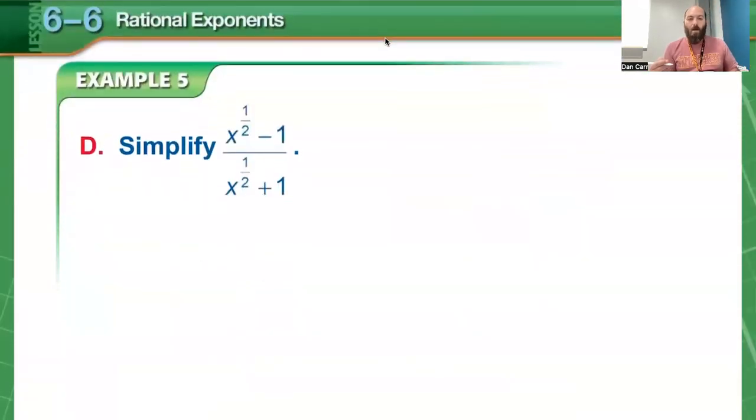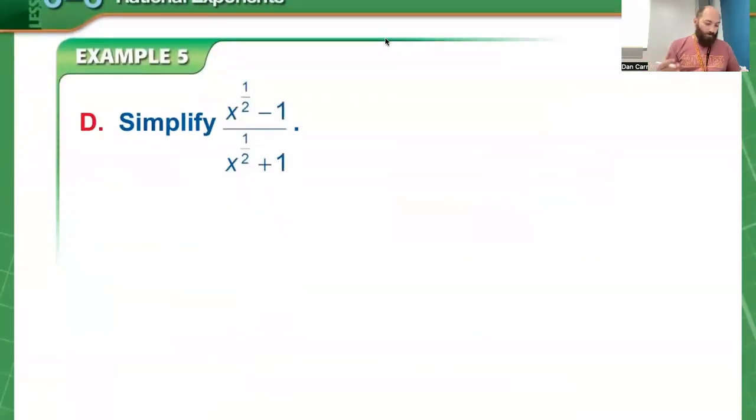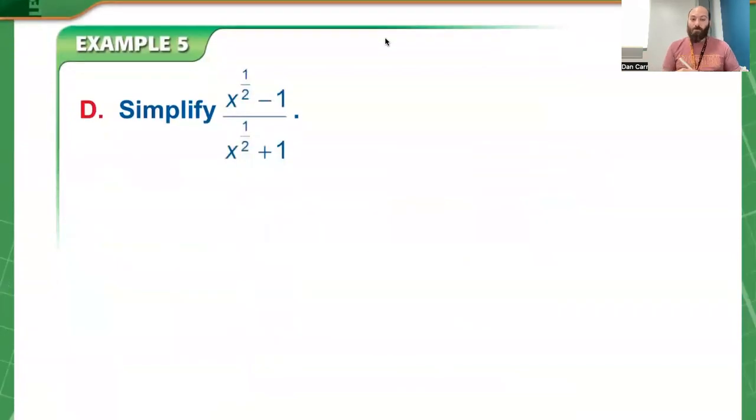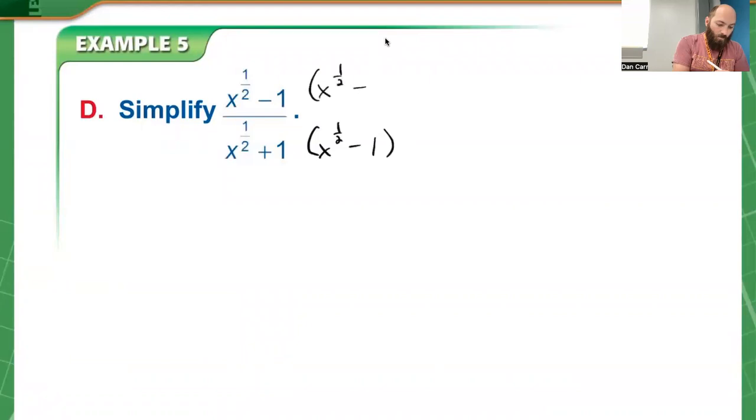All right. So this one will be a bit of a challenge. We want to simplify this one, and the goal is to get our rational exponent out of the denominator. In order to do that, we're going to do what we've done before with conjugate pairs. If we multiply this by x to the 1/2 minus 1, we should help get rid of something on here.